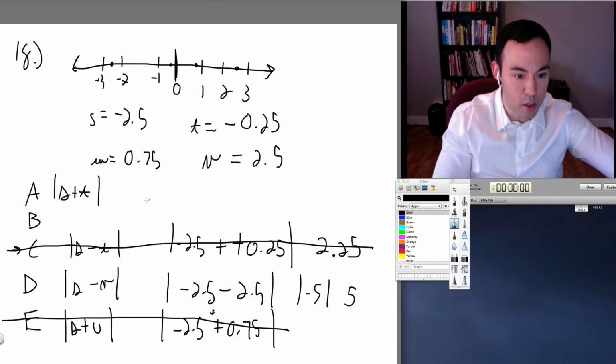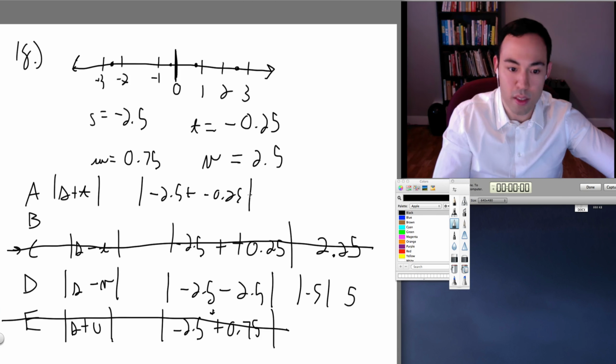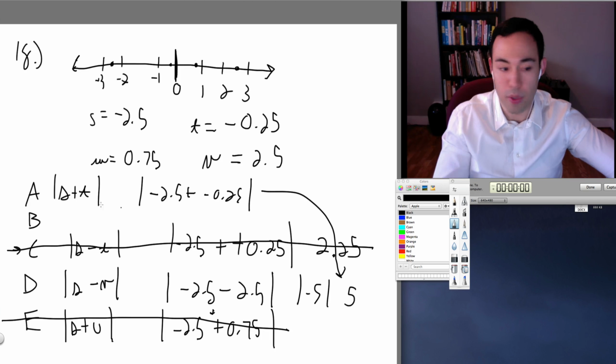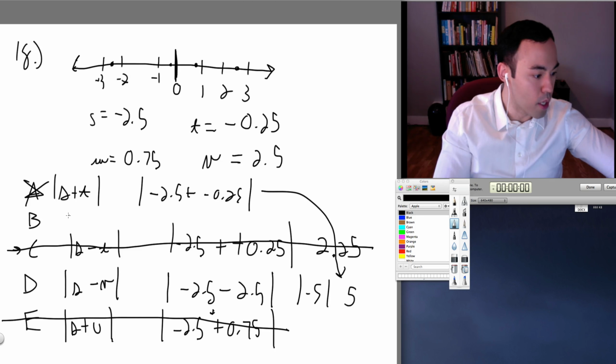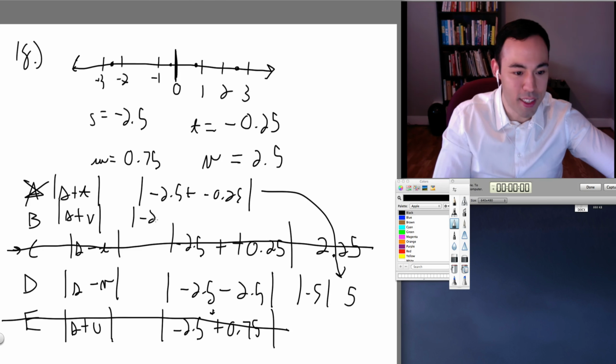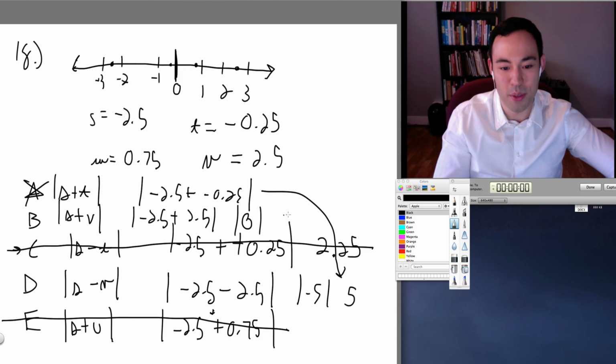You can tell by looking at it, negative 2.5 plus negative 0.25. That's still not going to be bigger than 5. And then B is an S plus V, and negative 2.5 plus, oh, it's 0. We're smack dab at the origin.